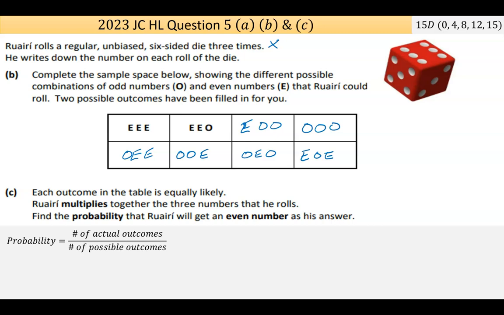So part C says each outcome in the table is equally likely. Okay, these are independent events in that scheme. Rory multiplies together the three numbers that he rolls. Find the probability that Rory will get an even number as his answer.